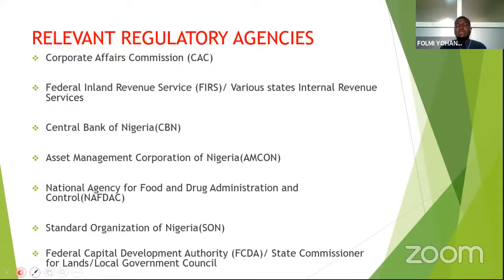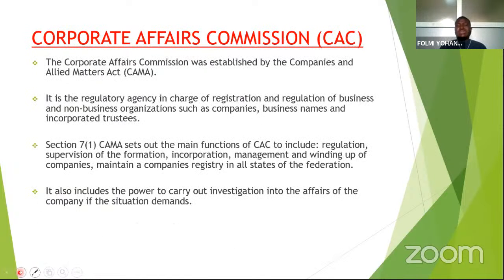So we have the Corporate Affairs Commission, the CAC. It was established by the Companies and Allied Matters Act, 1990. It is the regulatory agency in charge of registration and regulation of business. It's responsible for the registration and regulation of business and non-business organizations, such as companies, business names, and incorporated trustees. So you are running a business, you want to register that business, you are running it to make profit. What agency are you supposed to approach? The appropriate agency for you to approach is the Corporate Affairs Commission.